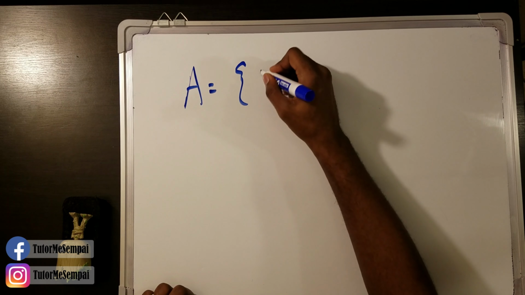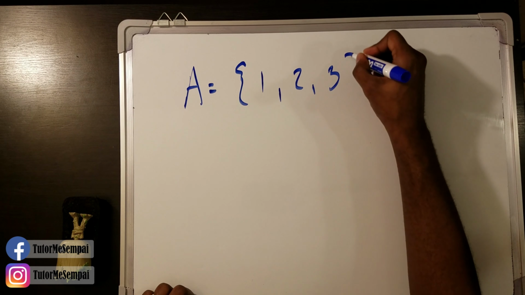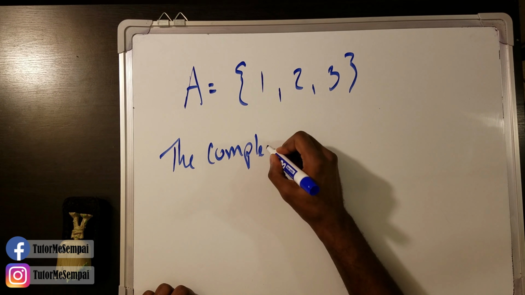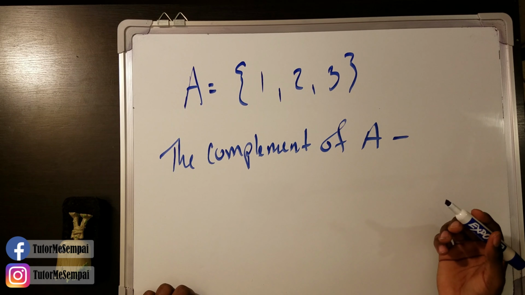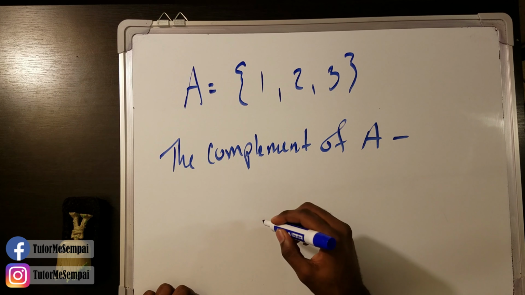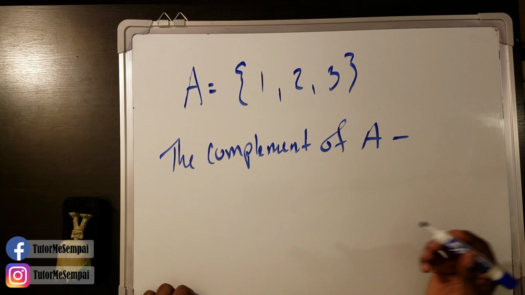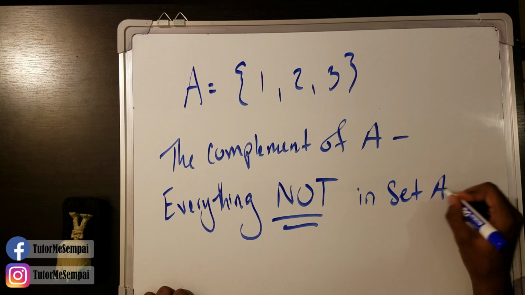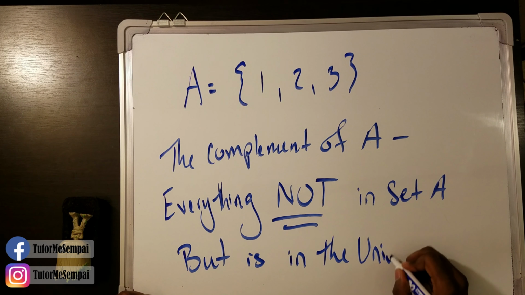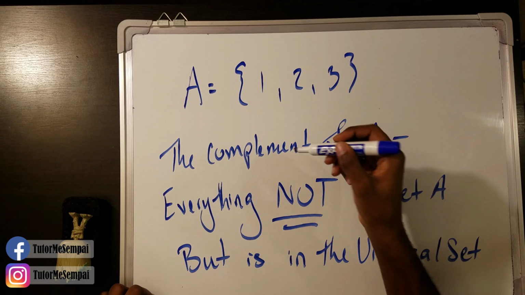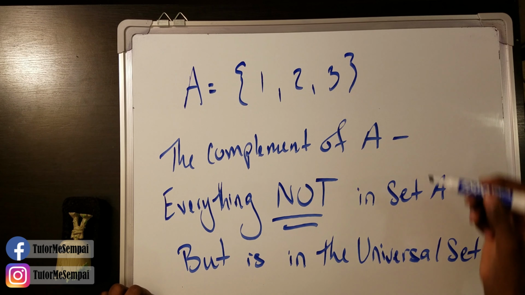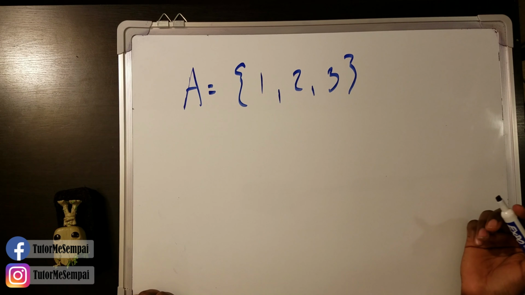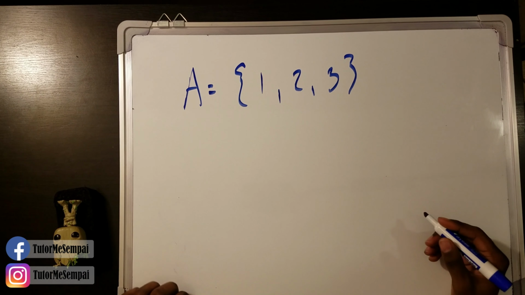And A equals 1, 2, and 3. Well, the complement of A is defined to be everything that is not in A, but is in the universal set. So you can't even find the complement of a set without first knowing what the universal set is. So now that we discussed its importance, what is the universal set?